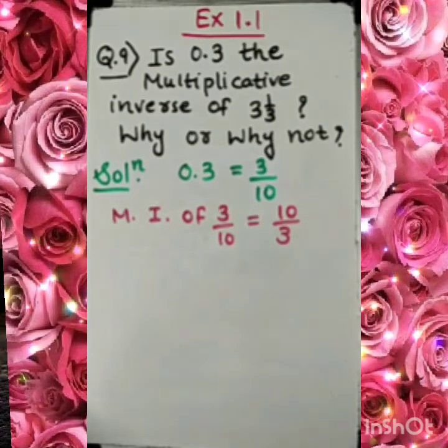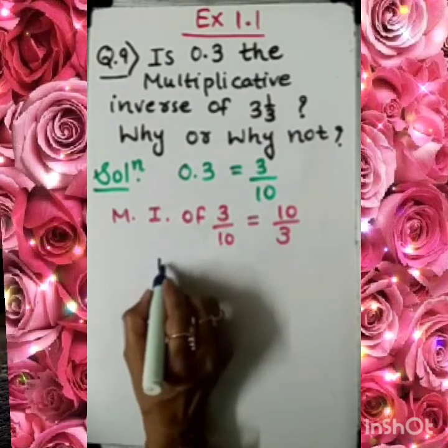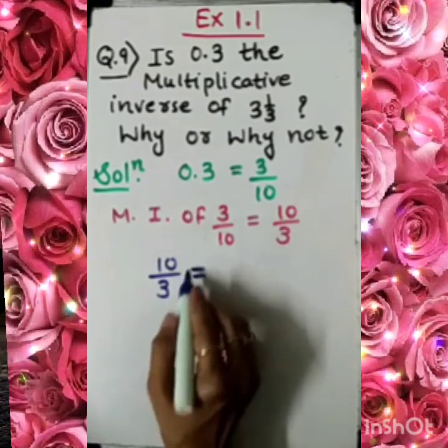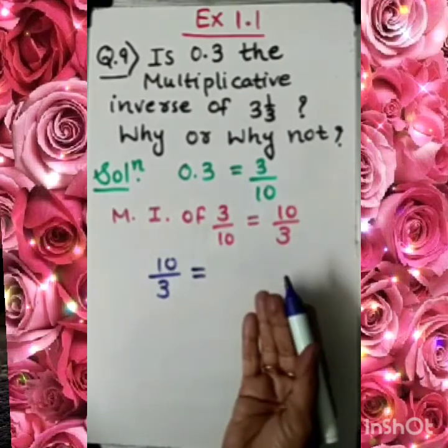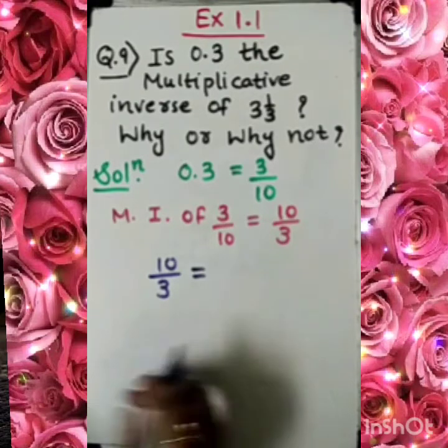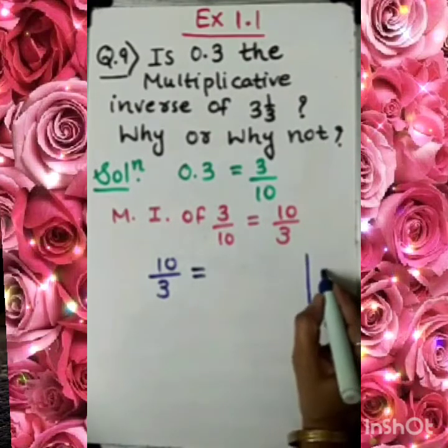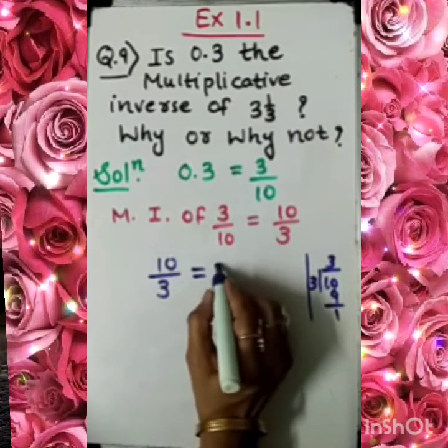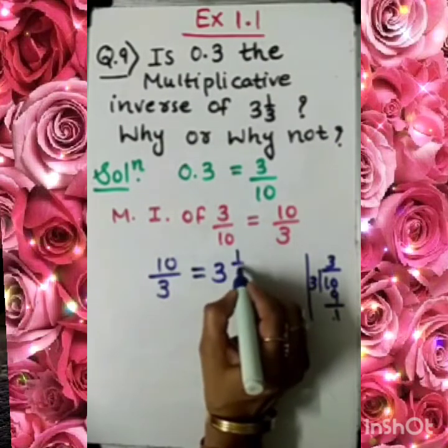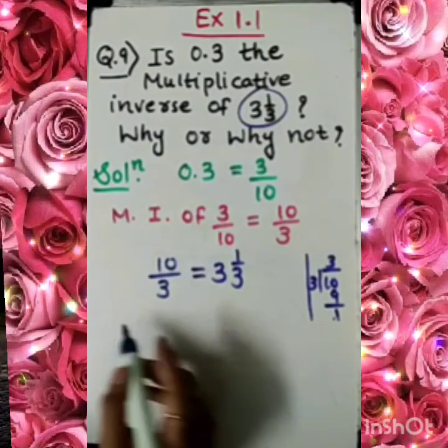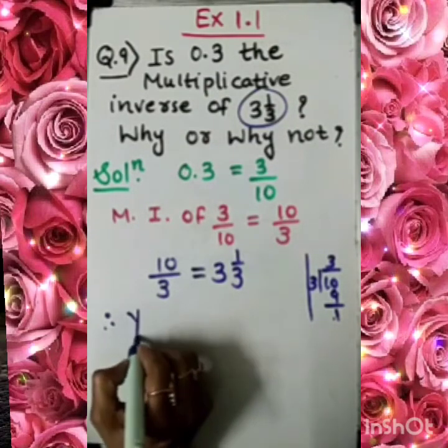Clear to you? Now, 10 by 3. If we really divide 10 by 3, then if I convert this improper fraction into mixed fraction, in a rough column, you can here show 10 divided by 3. If we divide 10, then 3 3 9. So our answer will be 3 1 by 3. You can see which is quite equal to this number. Fine. So we can say yes.